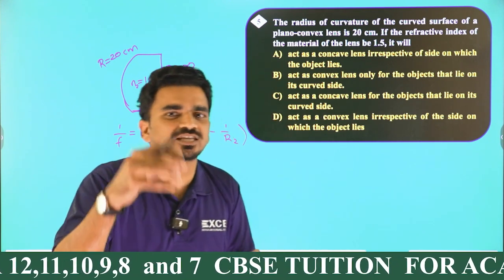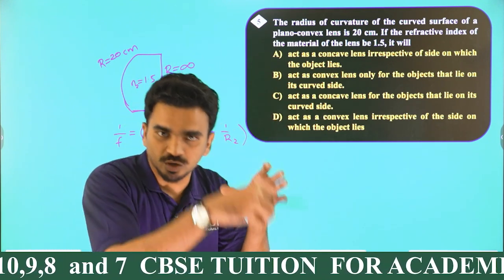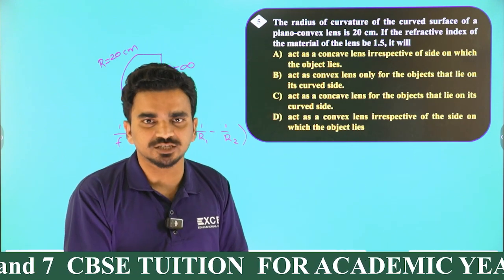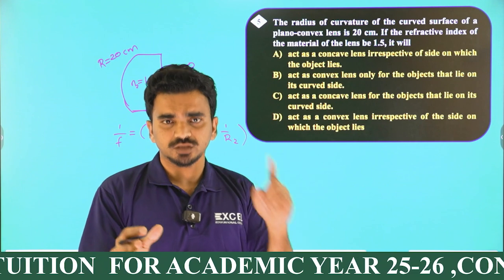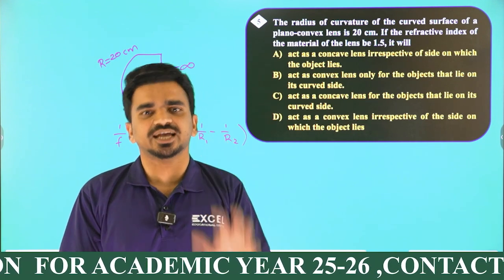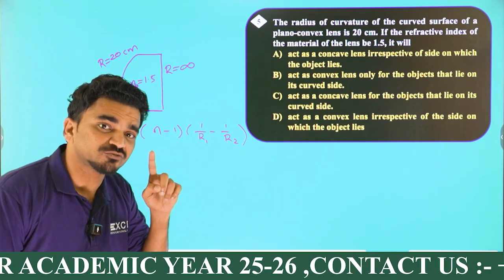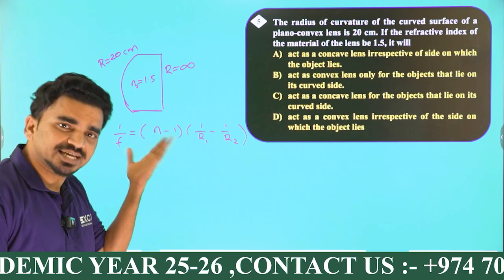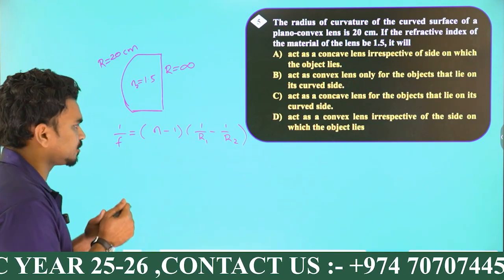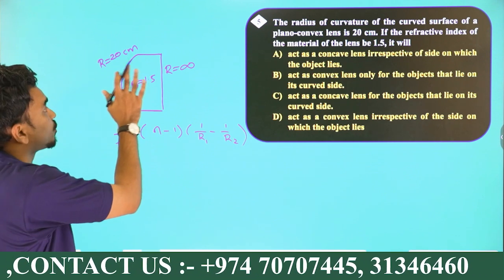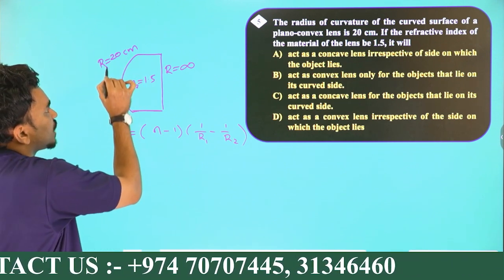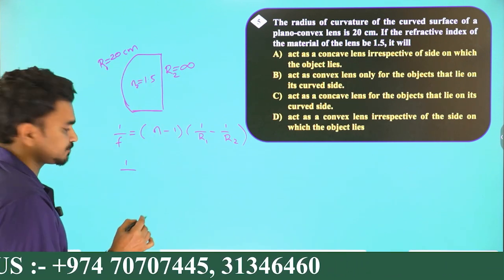Otherwise they will say the lens is kept in water. They will give some hint, but here no hint is given. So by default you can assume it is in air. So n1 will be 1, and n2 is taken as n. That's all. Okay, fine. Now 1 by f is equal to, according to this diagram, this is what you call R1, this is what you call R2.